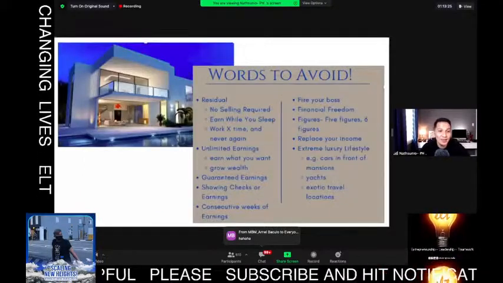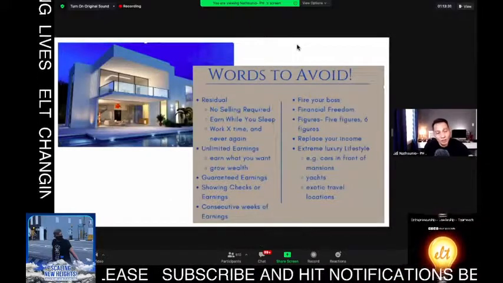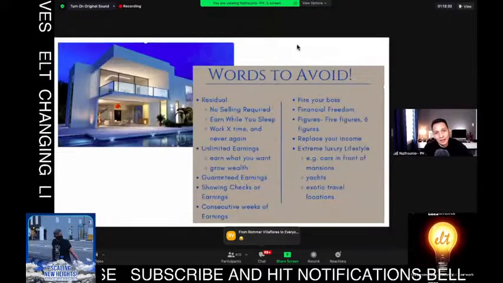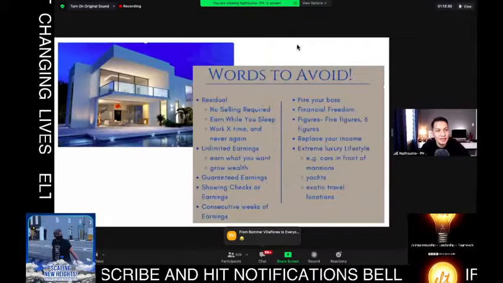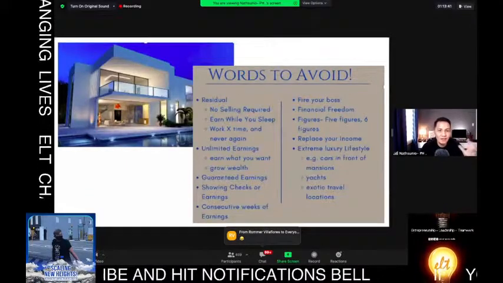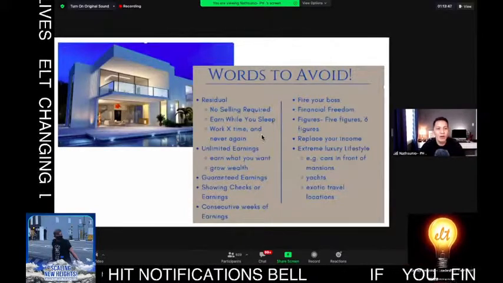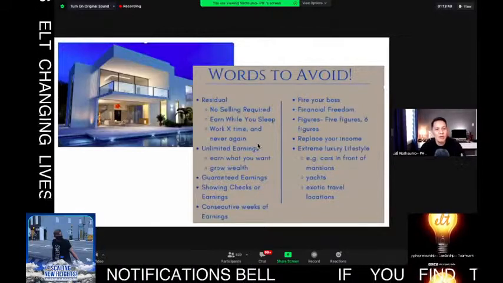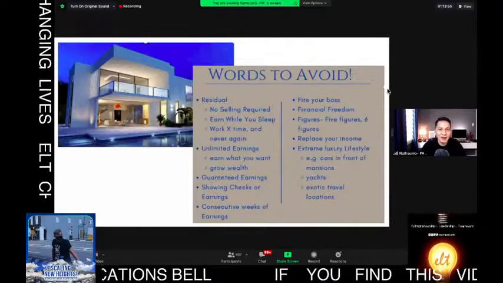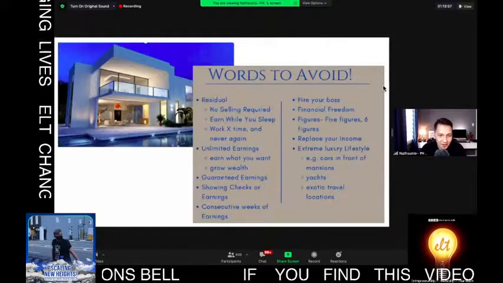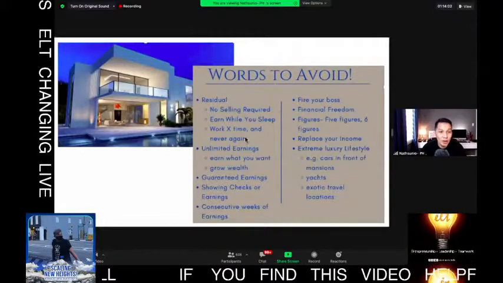Ito yung mga words to avoid. Okay, words to avoid. Residual income. Okay, ako, before once in a while, talagang, sa Facebook, okay, post mo sa Facebook, okay, it's not really good. Sa akin, sa team, minsan nagagamit yung residual income, but I have a different definition of it. Okay? So, yung mga no selling required. Earn while you sleep. Grabe, no? Work 1 hour. Okay? And never again. Mga ganun ba? Di ba? Work 1 year and then never again. Okay? So, yan yung mga words na iiwasan natin as well.